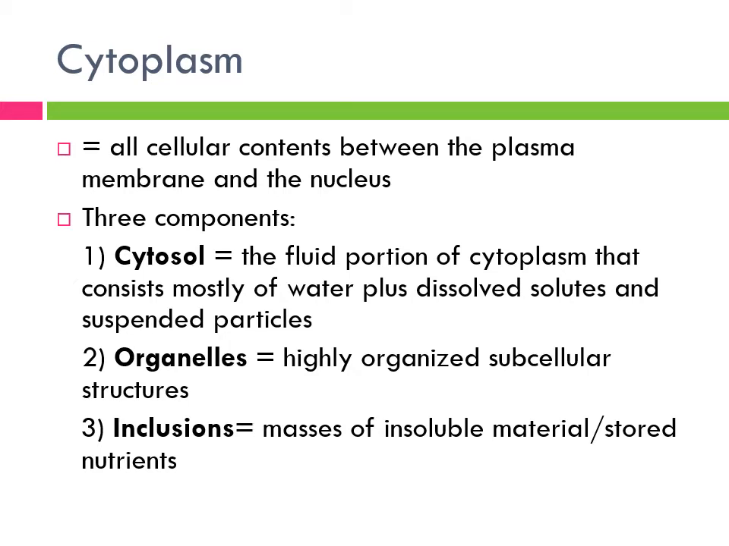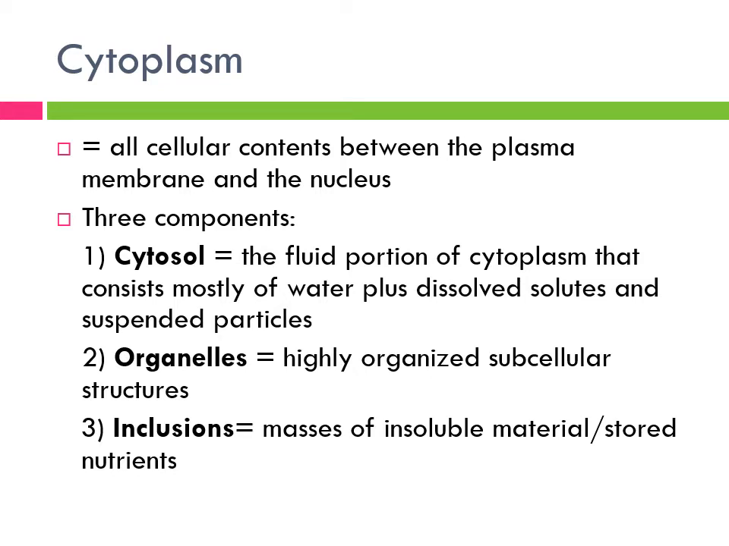So that was our plasma membrane, which forms the outer layer of the cell. Now we're going to move into the cell and look at the different types of organelles within the cell. Our cytoplasm is all of the cellular contents between the plasma membrane and the nucleus. So cytoplasm contains everything within the cell aside from the plasma membrane and the nucleus. The components of this cytoplasm are the cytosol, which is the fluid portion of the cytoplasm. It's mostly water, but there are some dissolved solutes within the cytosol.